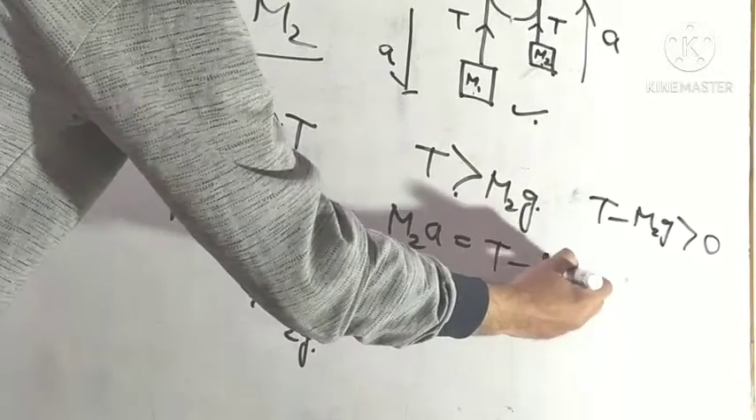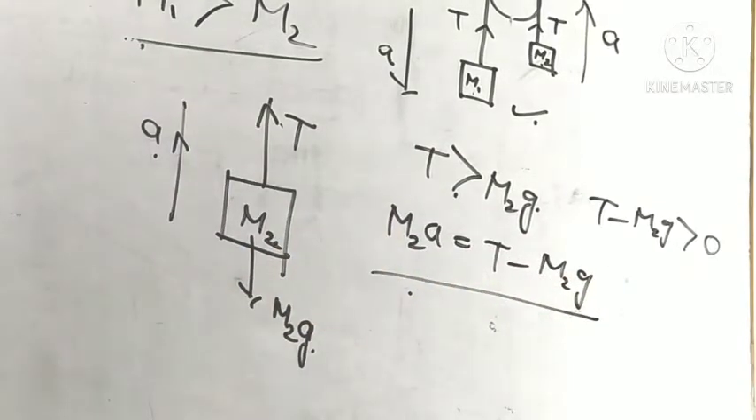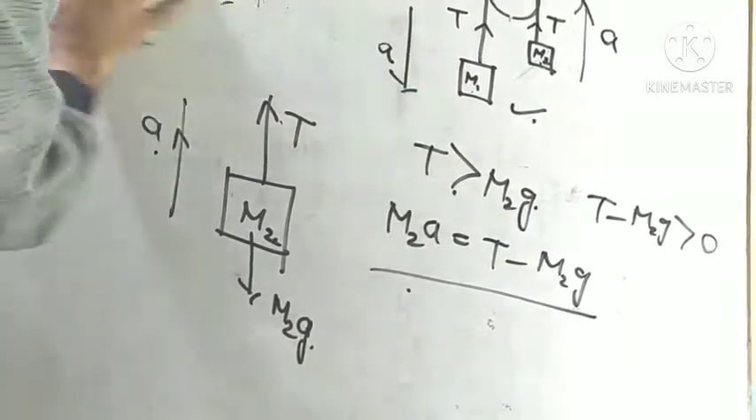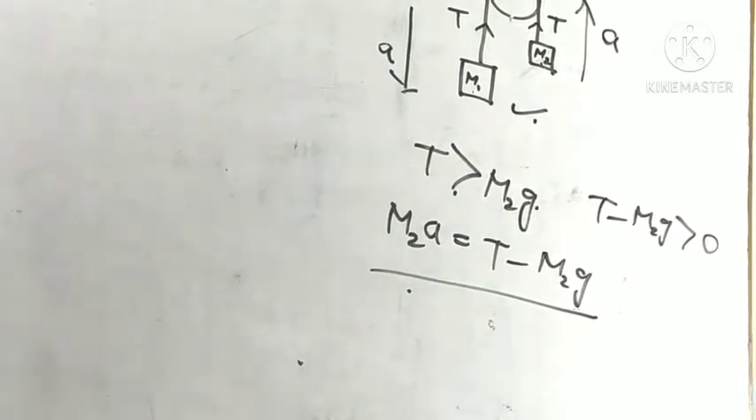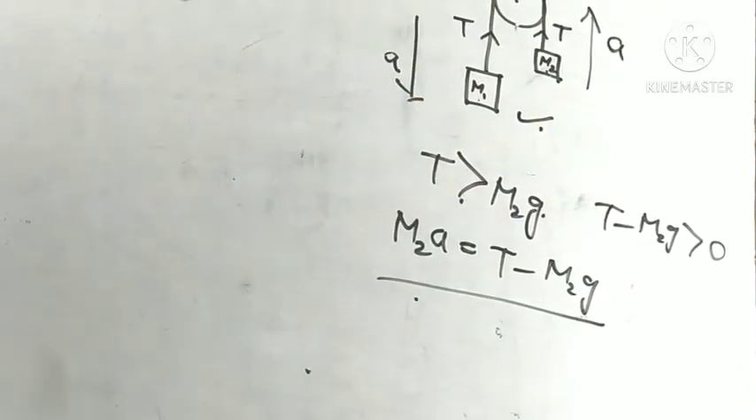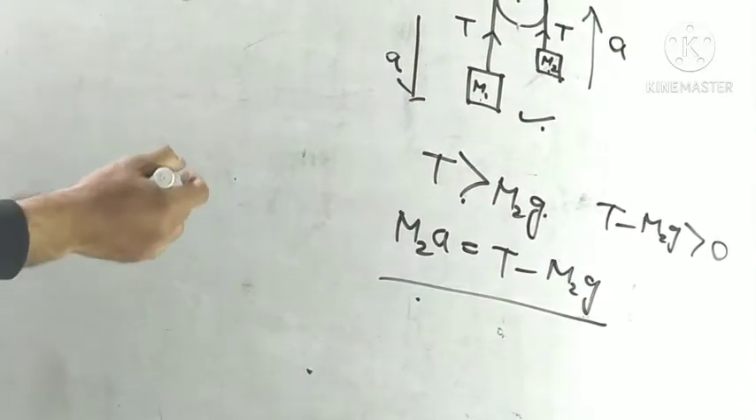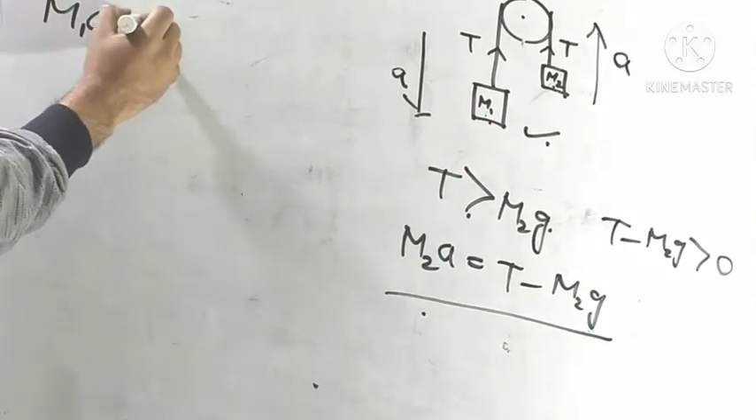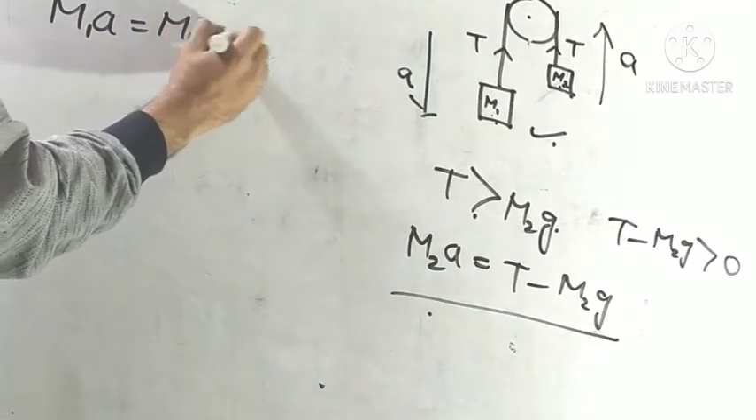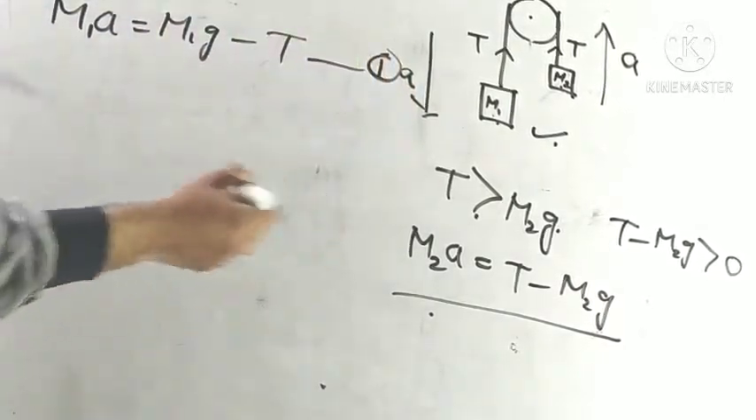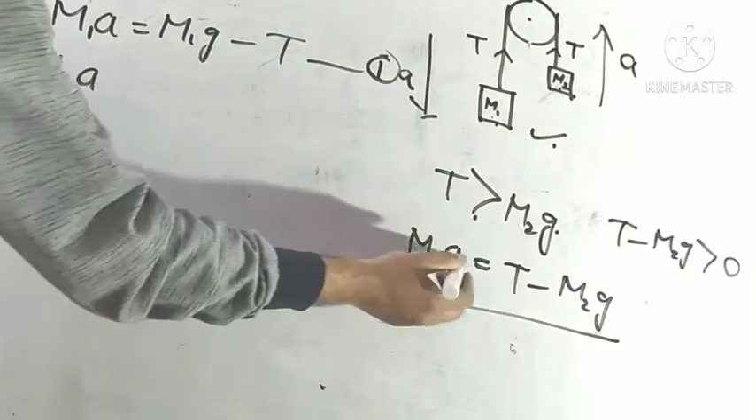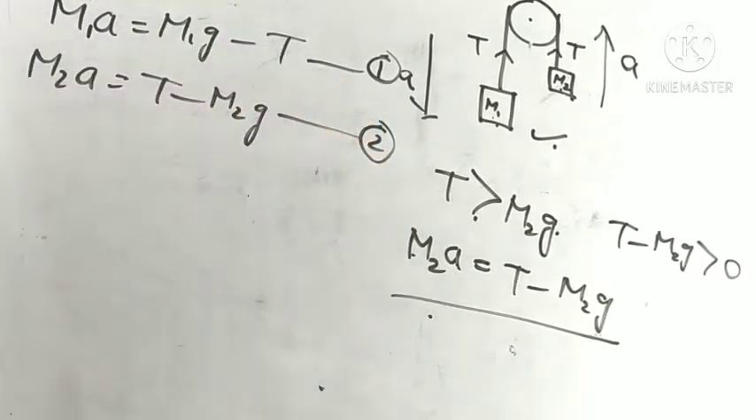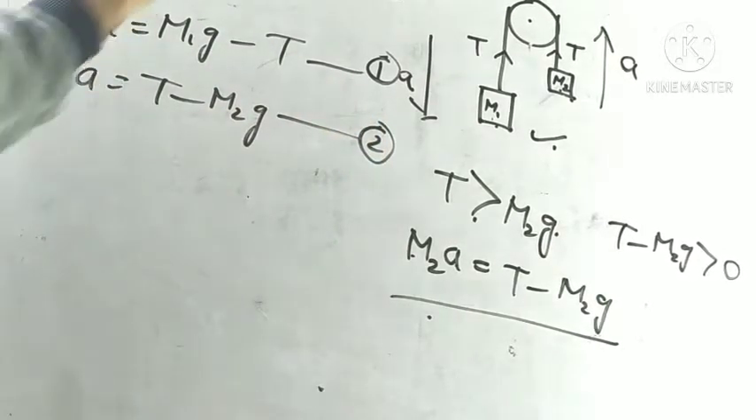So in both cases we already get two equations. For the first body, m1a is equal to m1g minus T, this is equation number 1, and for the second body, m2a is equal to T minus m2g, equation number 2. Now we have to find the acceleration.